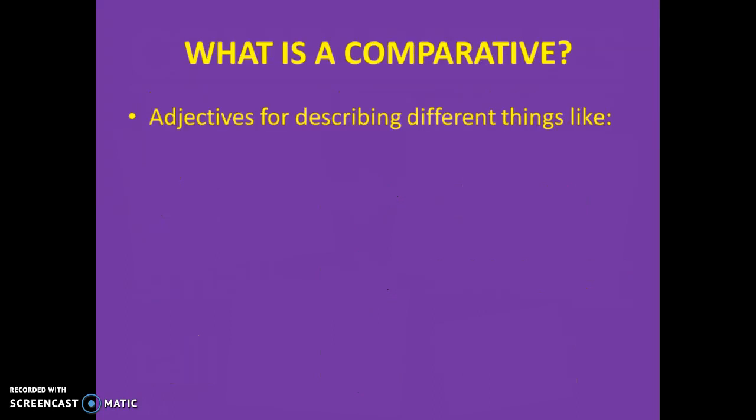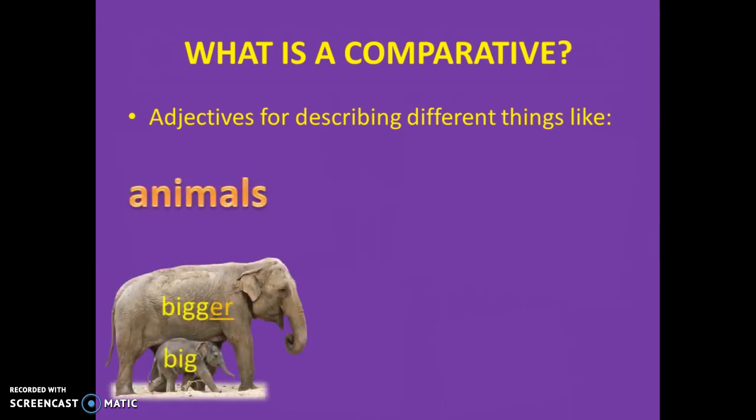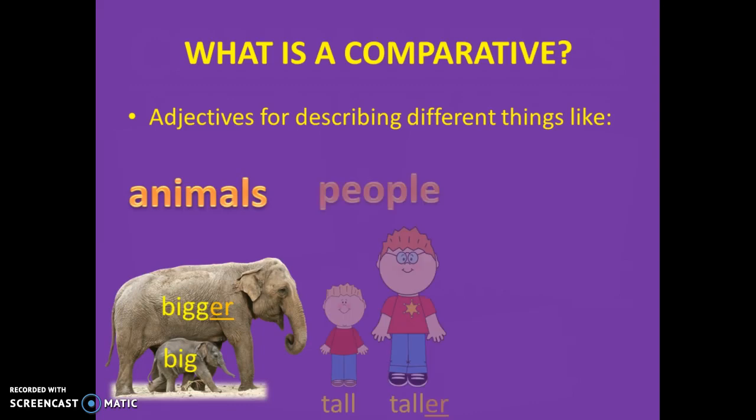Now, what exactly is a comparative? Comparatives are adjectives that we use for describing the differences between different things. So, for example, if we want to talk about animals, and we see the picture of the little elephants are definitely big, but their mama elephant is definitely much bigger. And also we can use comparatives to talk about people, where we see the little boy is tall, but his big brother is definitely taller.